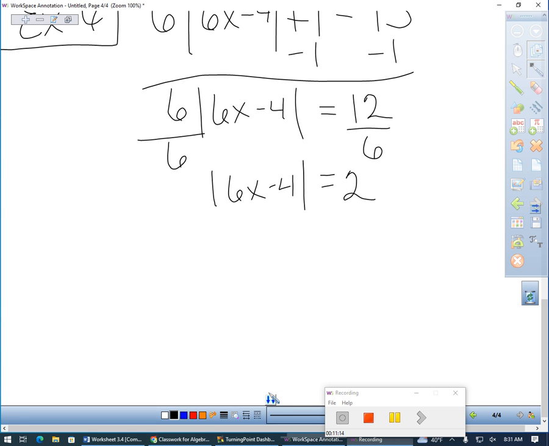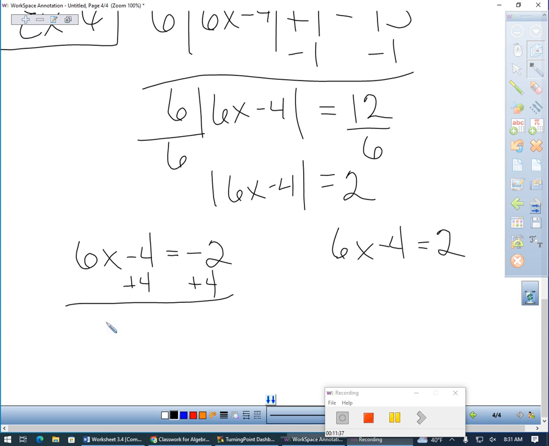Is the absolute value by itself now? So we can split it into 2. The first one is 6x minus 4 equals negative 2. And the other one is 6x minus 4 equals positive 2. Solving the first one, we have to first move our number to the right. So we're going to add 4 to both sides. So 6x is equal to 2. Divide both sides by 6.